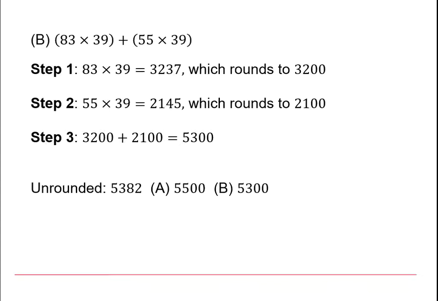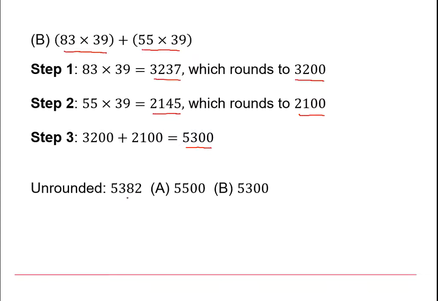And then as an alternative method we could expand the brackets first and then multiply 83 by 39. So that gives us 3237, but we have to round to two significant figures again, and then we do the same thing for 55 times 39 to get 2145, and that rounds to 2100. Adding those two together gives us 5,300.